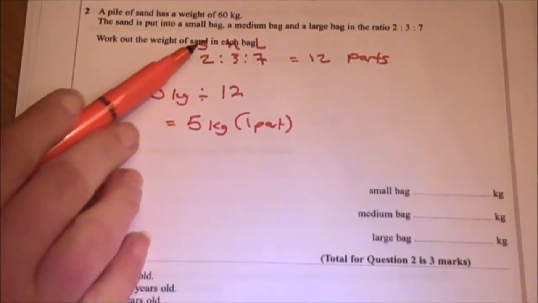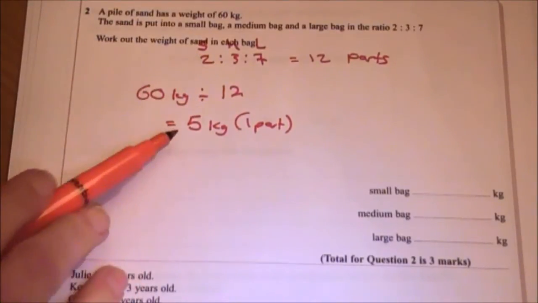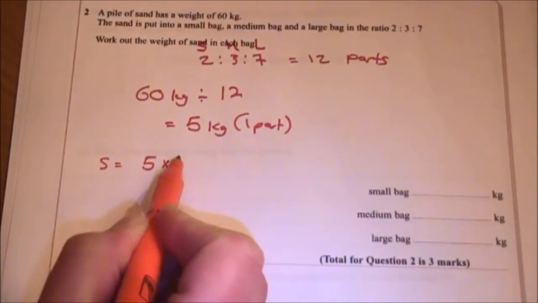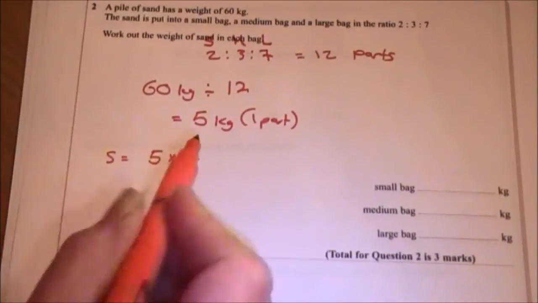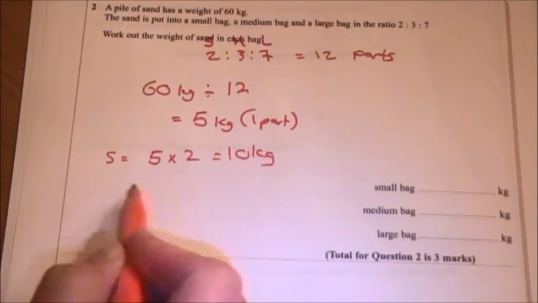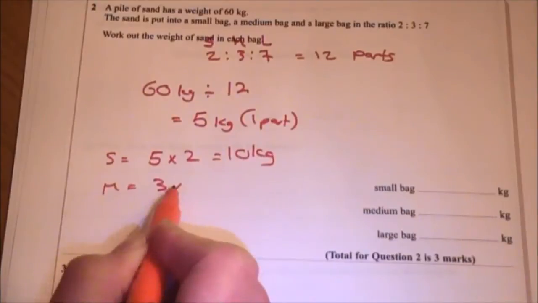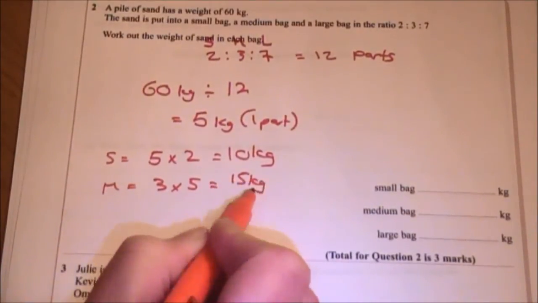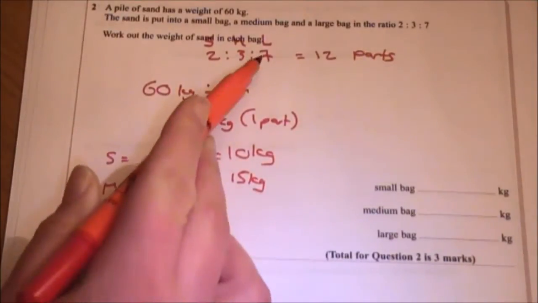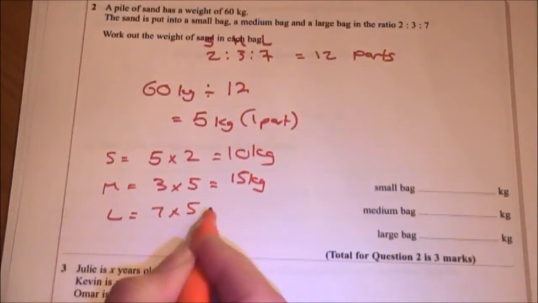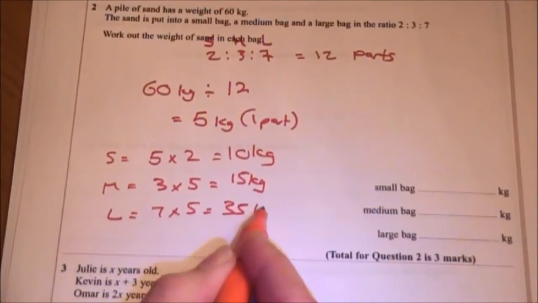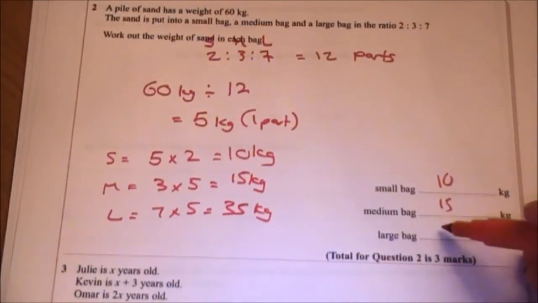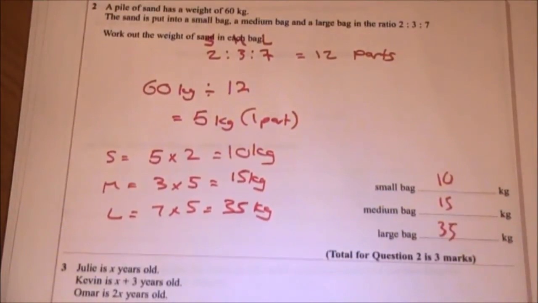Then I need to say, well, if in the small bag there are 2 parts and 1 part is worth 5, I can say that the small bag has got 5 times 2 in it, which is 10 kilograms. The medium bag has 3 lots of 5 in it, which is 15 kilograms. And the large bag has 7 lots of 5 in it, which is 35 kilograms. So that's 10 small, 15 medium, 35 large.